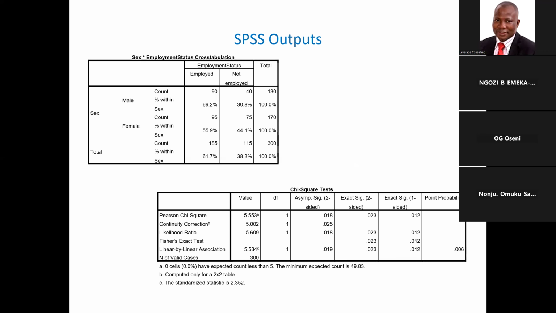Now, if you remember the lecture last week, I said that one of the conditions for using chi-square is that the expected count should not be less than 5 in more than 20% of the cells. That is, the expected count should be at least 5 in up to 80% of the cells.